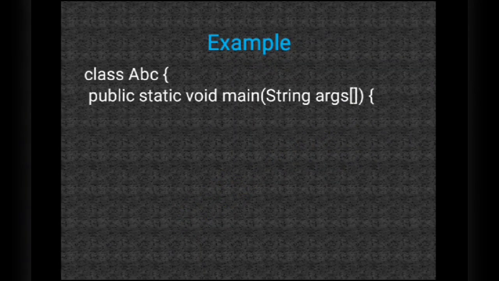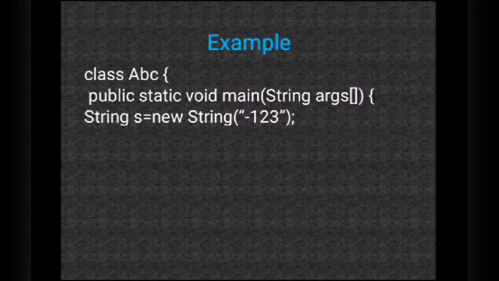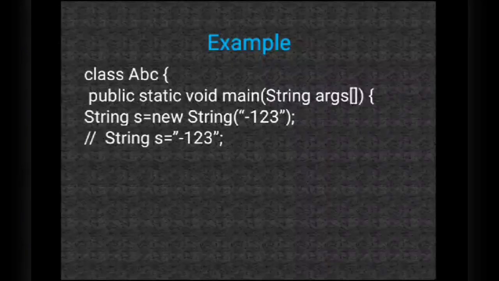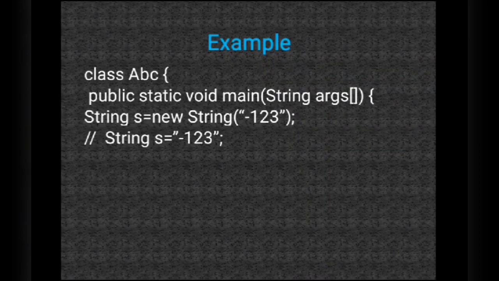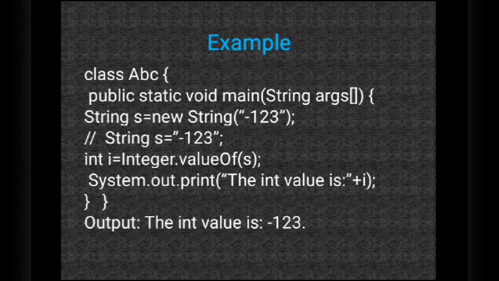Let us suppose we have a class and a method. Here we are declaring the value of a string. We have two ways to declare the value. First, making an object. Second, normally initializing the value of the string. Here you can see both ways written. The first is where we use the object method, which will return the object value, and second is normal initialization. Here you pass this string value to the valueOf method, and your final answer will be that the int value is -123.